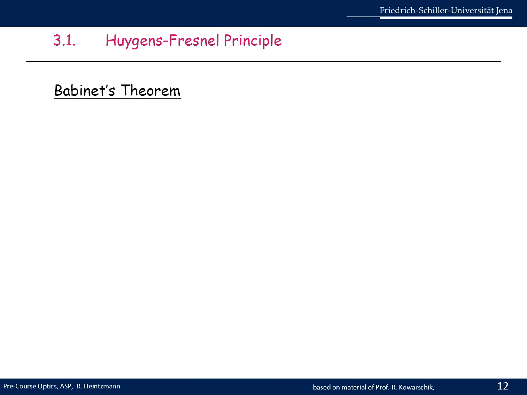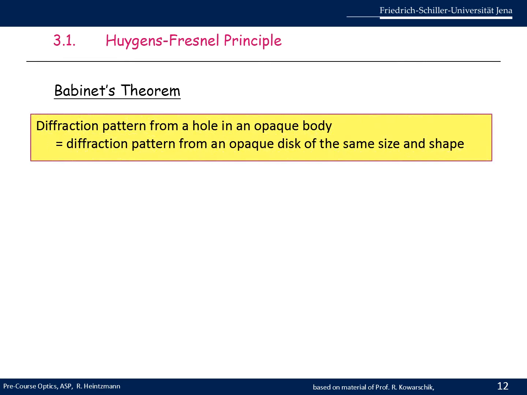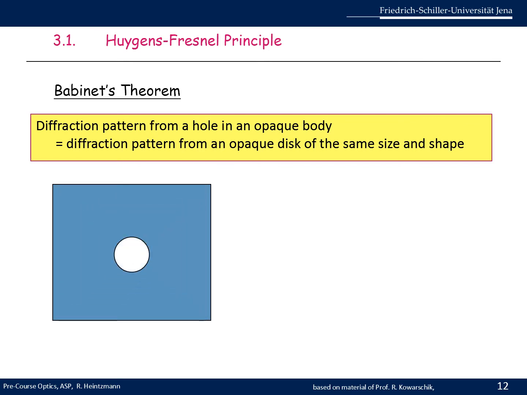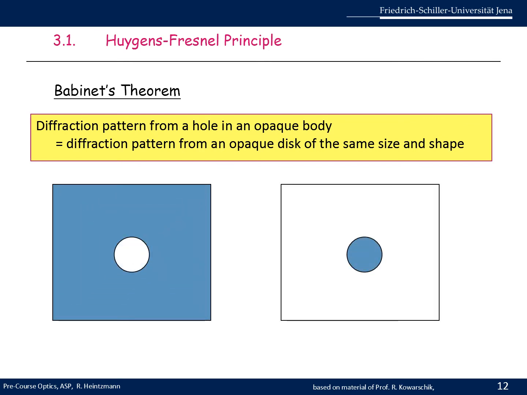There's an interesting theorem that's called Babinet's theorem. So what does it state? It states that the diffraction pattern from a hole in an opaque body is equal to the diffraction pattern of an opaque disk of the same size and shape. So basically, if you take away the direct transmittance, then both of them show the same diffraction pattern. That might be quite surprising, but it's a very useful and interesting thing, showing an analogy between this diffraction and this diffraction. Or a diffraction from a hole and a diffraction from a disk are really just the same.